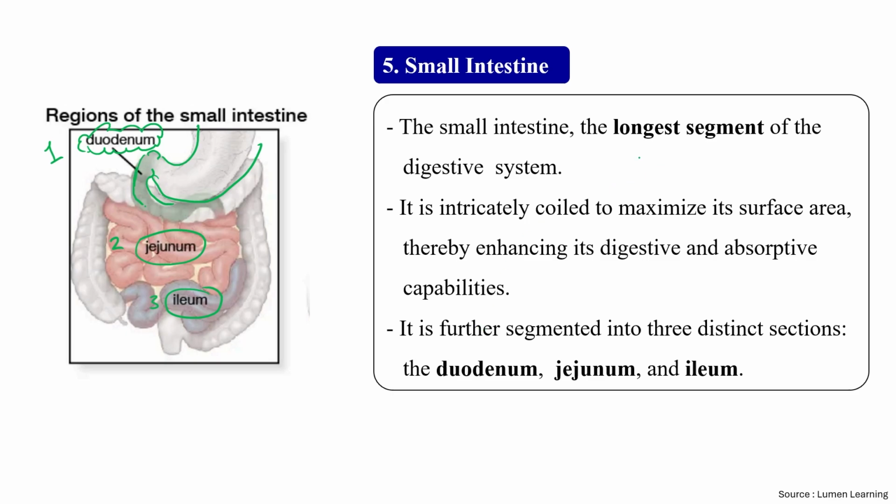Okay, and the small intestine is the longest segment of our digestive system. Mainly all the elements are digested and absorbed in this region only. That's why it is the longest part. It is intricately coiled and has the maximum surface area. Why? To enhance the digestion and absorption capacity of our digestive system. We can further classify this small intestine into three different parts. Already I told you: duodenum, jejunum, and ileum.